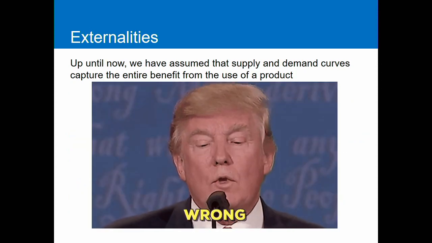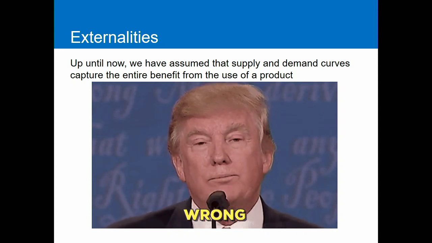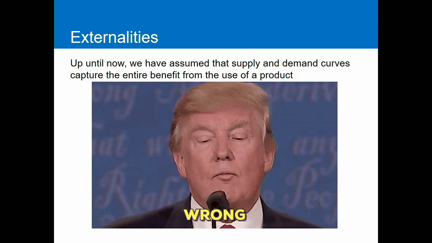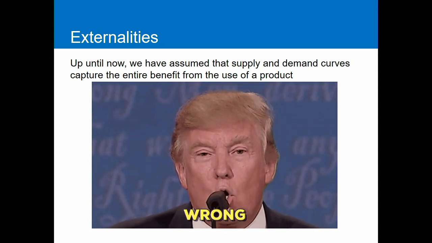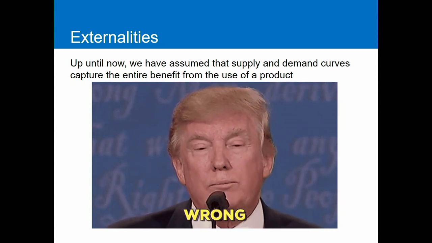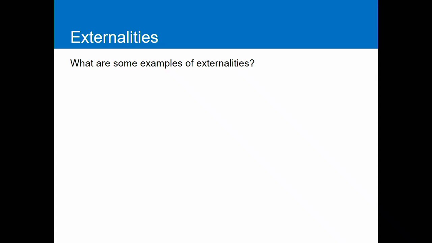Okay, so like I said, up until now, we've assumed that supply and demand curves capture all of the cost and all the benefit from a product. But often that's not going to be the case when these externalities are present. Sometimes externalities are small, and it's not too big of a deal. Sometimes they're quite large. So can you guys think of some other examples of externalities besides pollution? Pollution is probably the easiest one to think of.